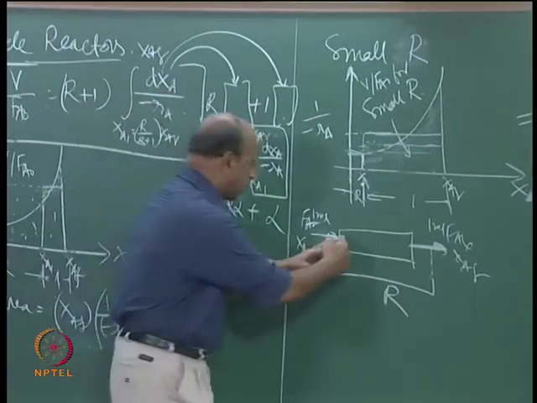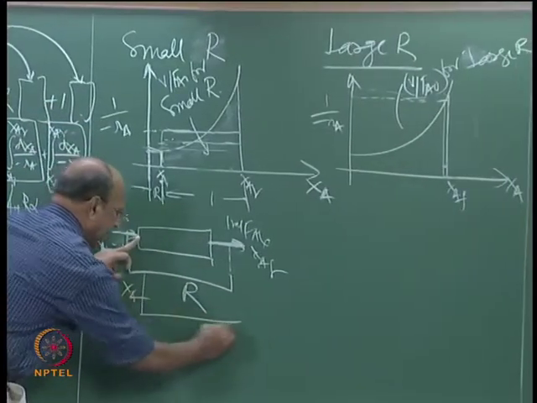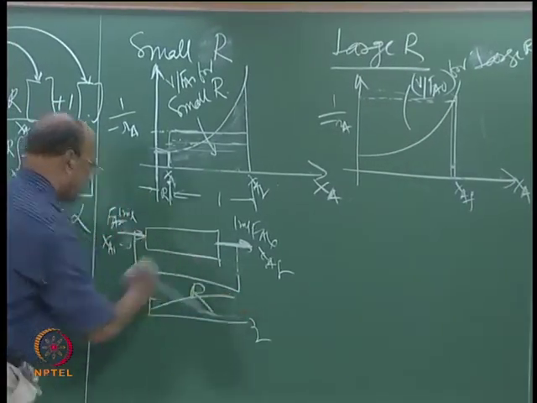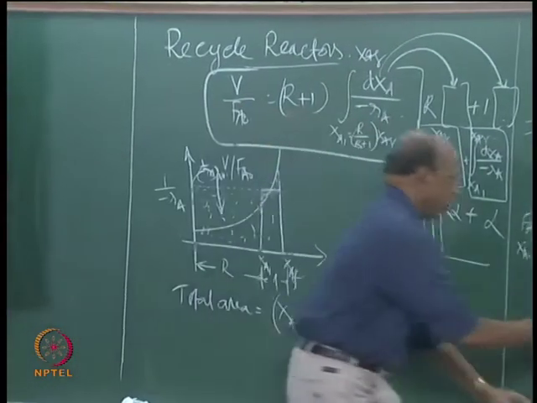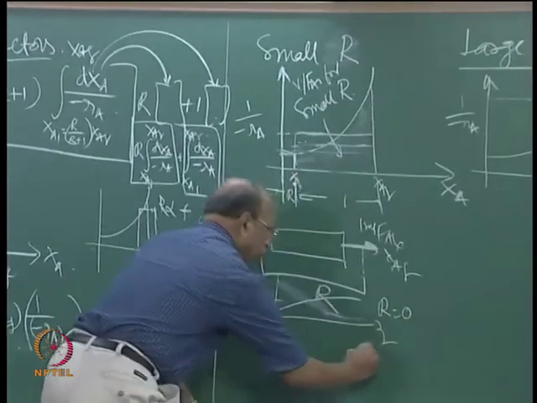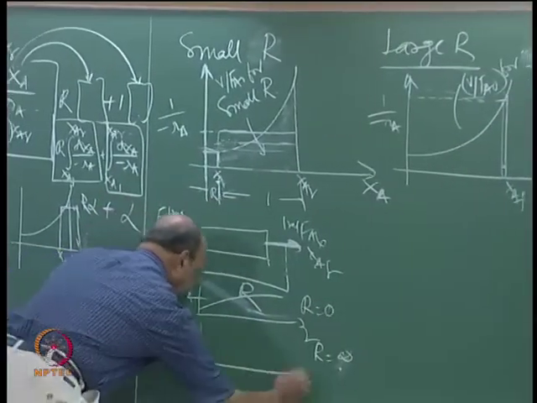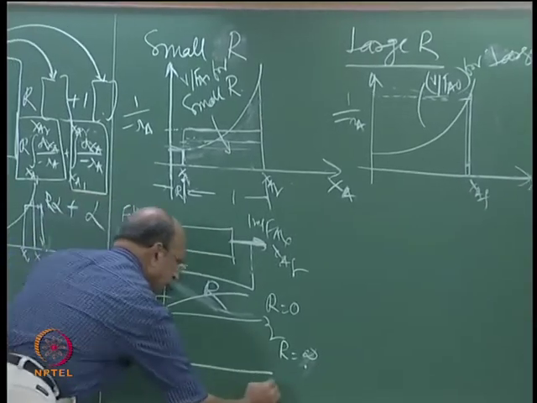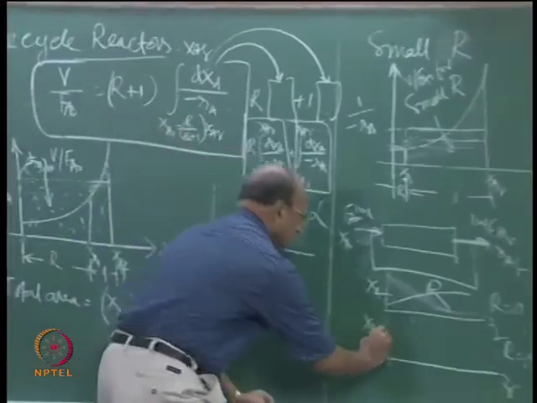But there is change between this place and this place, and if I plot xA versus z, conversion increases. Okay. This is R equal to 0. When R equal to infinity, how do I plot xA versus z? That is all constant.